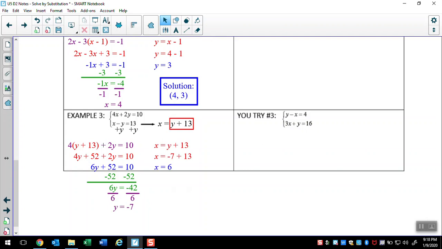So my ordered pair, be careful on this one. We started with y and ended with x. Remember, an ordered pair is always x and then y. So 6 comma negative 7. The x value first, y value second.